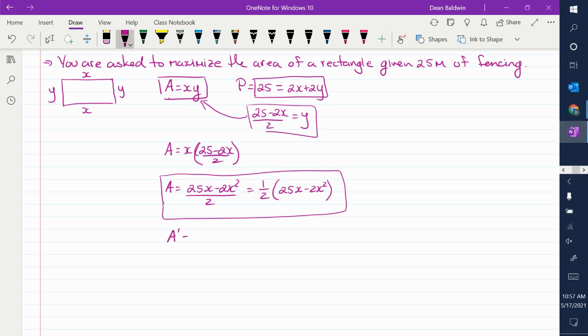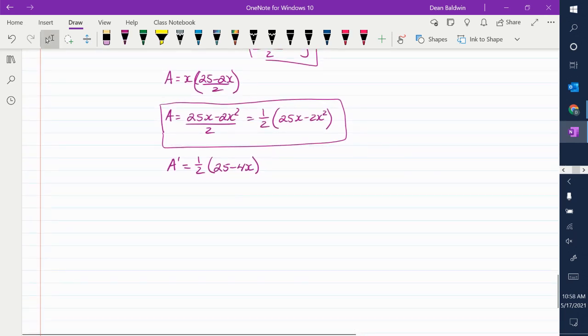So I'm just going to call it A prime. The 1/2 is a constant, so I'll pull it out. What's the derivative of 25x? 25 minus 4x. Okay? How do you find a critical number? What makes it 0? So you set it equal to 0. And if you solve for x, you get 6.25.